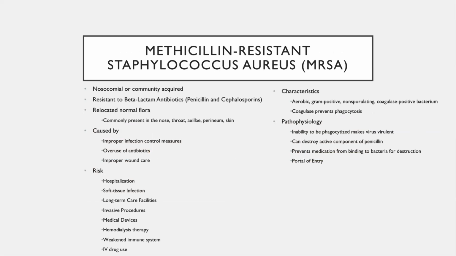Typically, we do have MRSA in our body as normal flora, and it's commonly present in the nose, throat, axillae, perineum, and on the skin. But when it relocates to other parts of the body, then it can become infectious and it can be hard to treat. Reasons why it may relocate are improper infection control measures, overuse of antibiotics, or improper wound care.